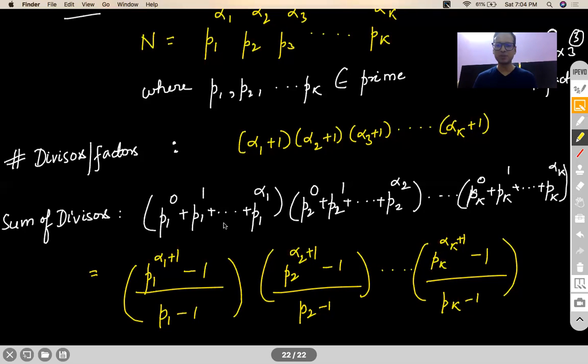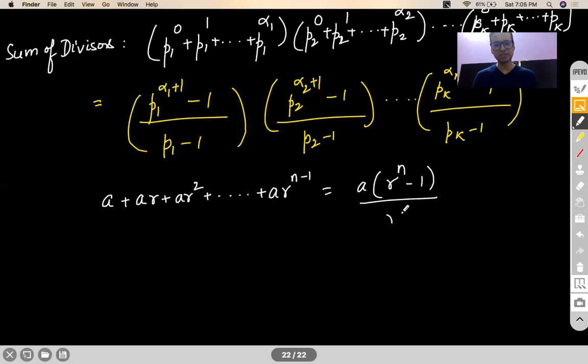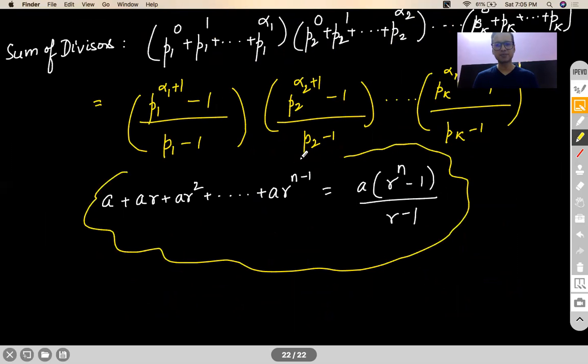I mean, the numbers will not be that big. By the way, just to give you an idea, if you have a geometric progression like this, the formula is a times r to the power n minus 1, by r minus 1. So all these results that I have written are based on this formula. Okay, so please remember this.